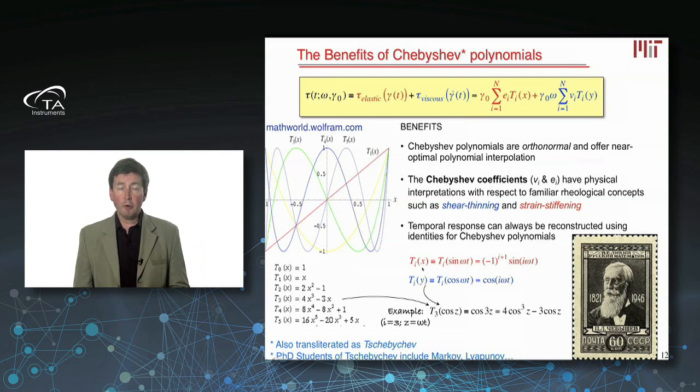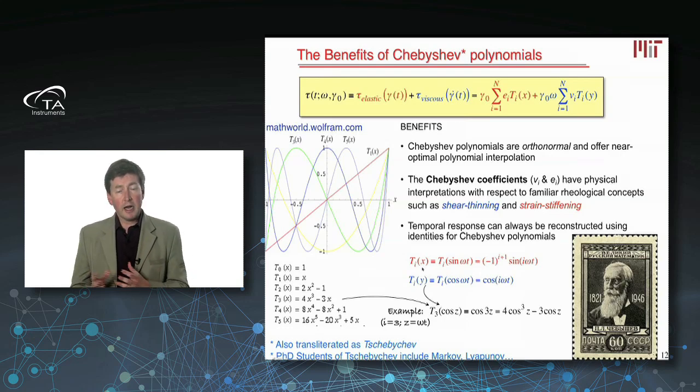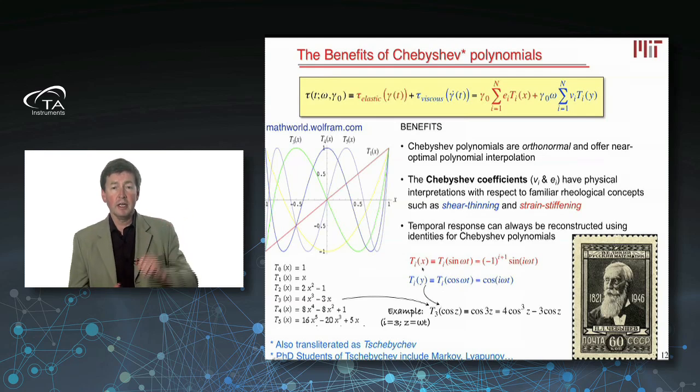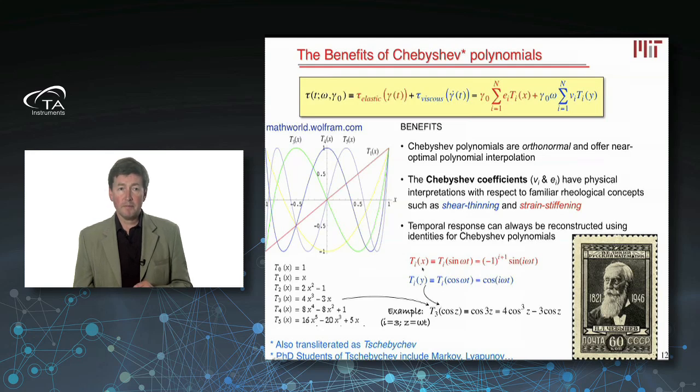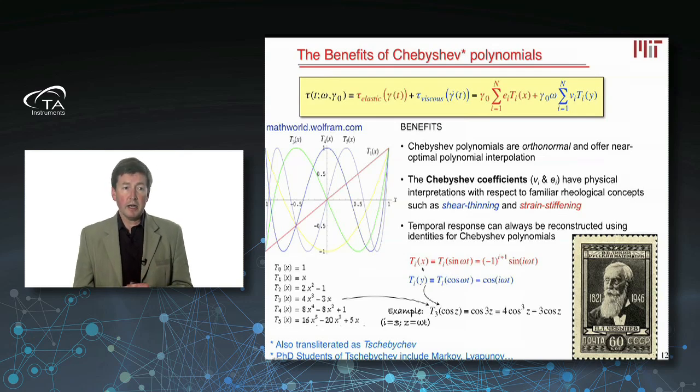I'm also going to tell you that those coefficients, V and E, tell you something about shear thinning for the viscous coefficients, and also about whether the material is strain stiffening, or if the amplitude gets larger when I put larger strains in it. If you really, really want to reconstruct the time series at the end, if you really want to see the input thing, the other thing that I've shown you at the bottom here is that there's a very common identity that's known that relates the Chebyshev polynomial on the left to the sines and cosines of a function on the right-hand side.